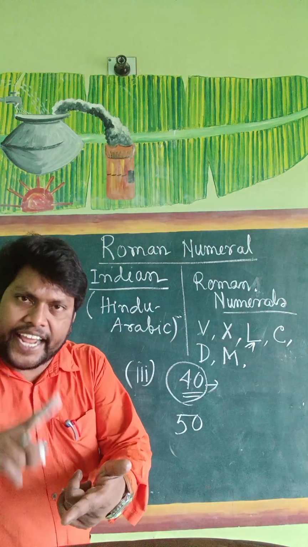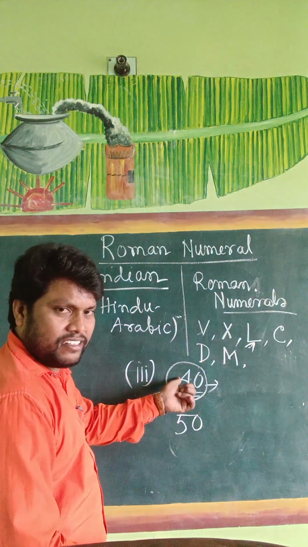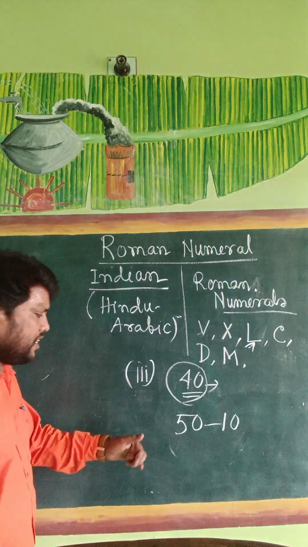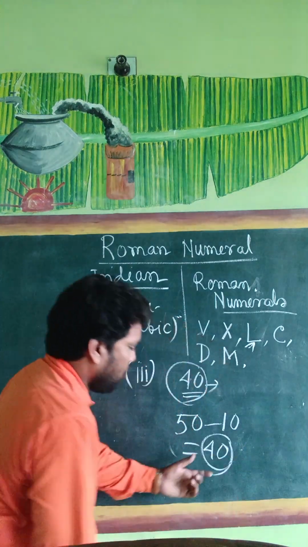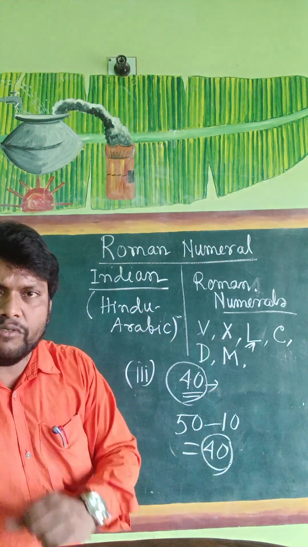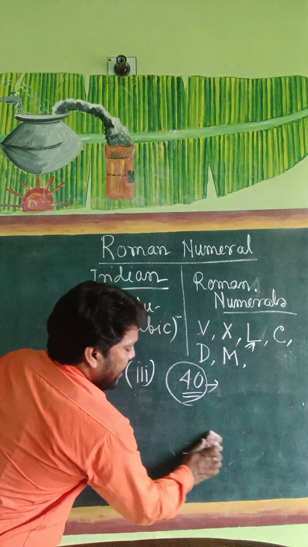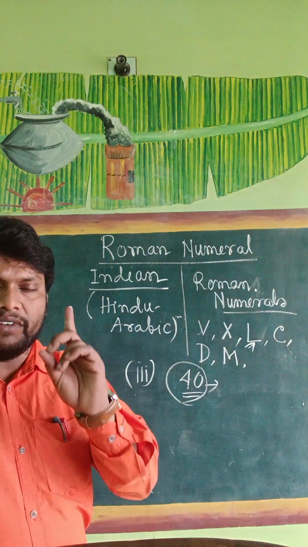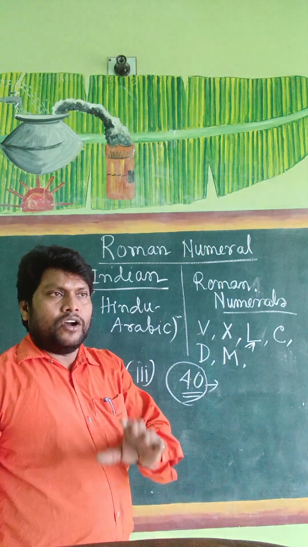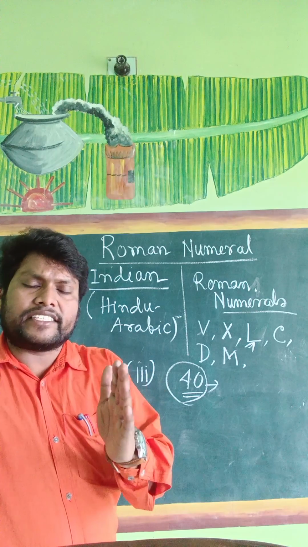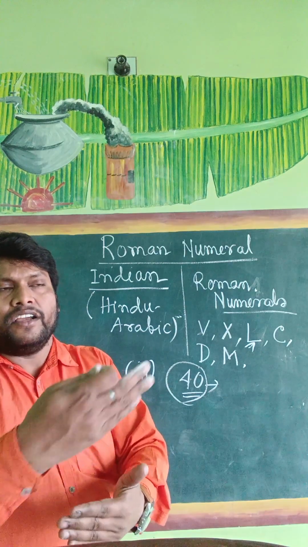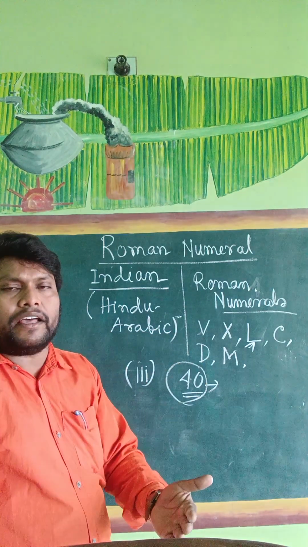If you subtract 10 from 50, then you will get 40. Now 50 minus 10 is equal to 40. But how will you write this in Roman numerals? At the time of subtraction, very carefully, this is a very important topic. In Roman numerals, when some number is subtracted from a large number, they write the subtrahend before the large number.